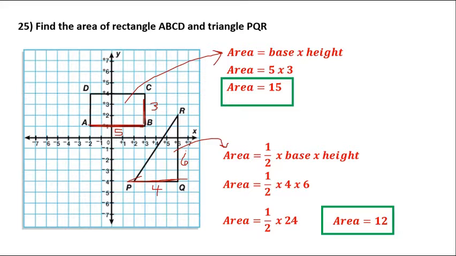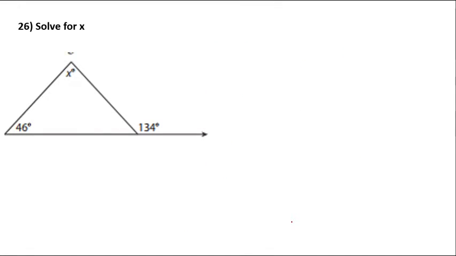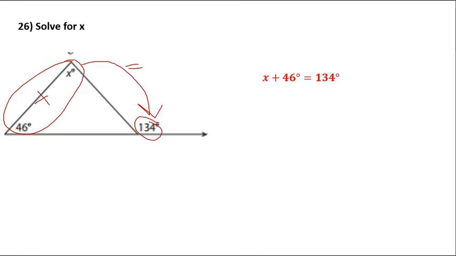Okay, now number 26. So here I want to solve for the value of x. What I do here is I take my 2 interior angles, I add them together, and then I set it equal to my exterior angle. So I'm going to set up an equation like this. I take x plus 46 equals 134. So I just subtract 46 from both sides, and I get a value of x equals 88 degrees.